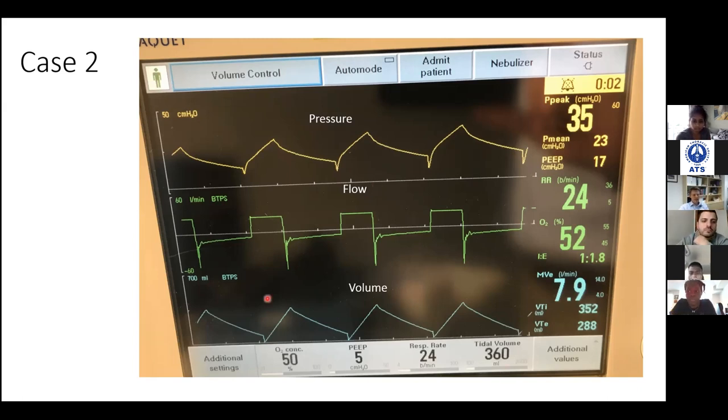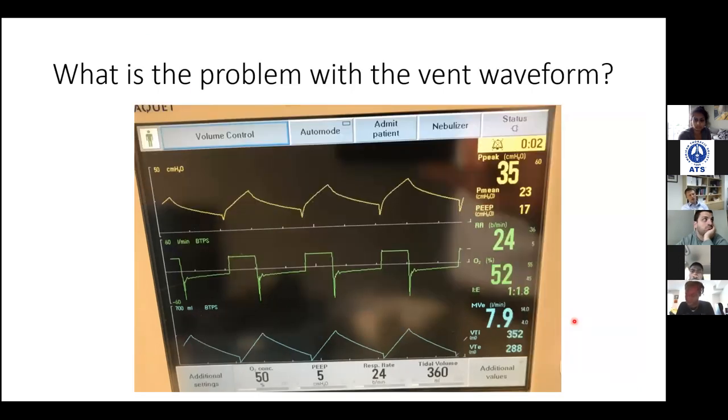If you were to hit the additional settings button, you could see the flow rate that we were going to deliver. And then over here, you can see what the patient's actually giving back. You notice that there is a volume over here, and we're going to talk about that in a second. So there's a couple problems with this ventilator waveform.